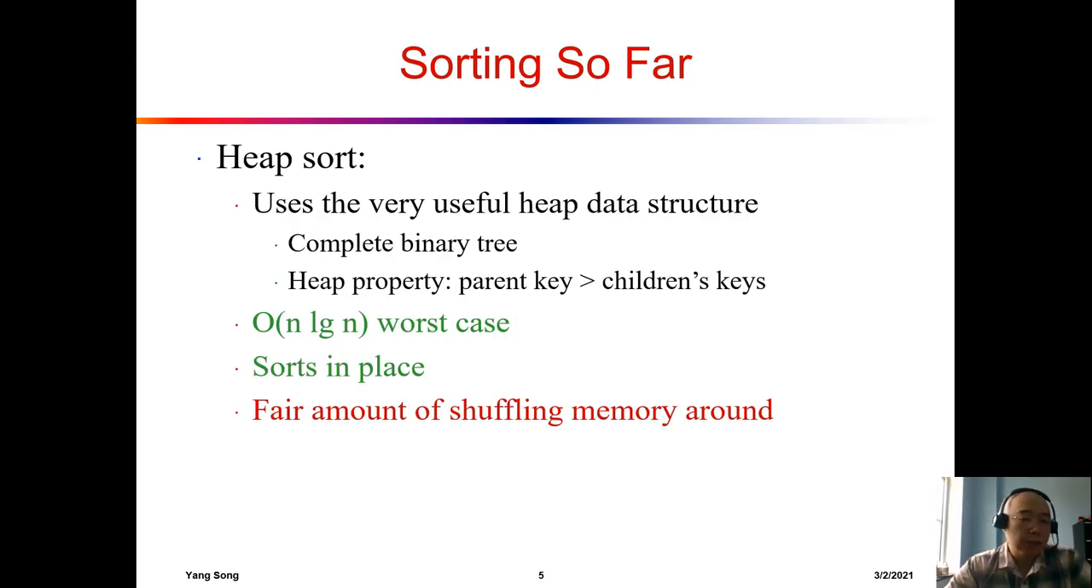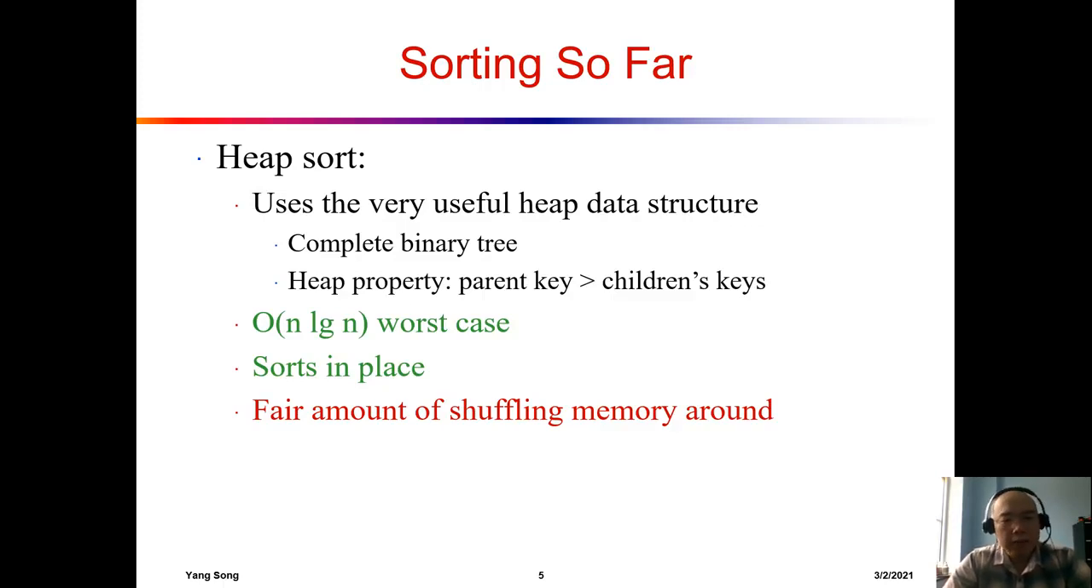Okay, and then we talk about the heap sort. For the heap sort, we are making use of a data structure called a heap. In our lectures, we talk about the max heap. That is, a parent has to be greater than or equal to both of its children. This rule is enforced in all the parent-children pairs, and then we have a heap. For the heap sort, again we have an O(n log n) worst case, and it also sorts in place. So it seems that heap sort is good, but it still has a fairly high amount of shuffling. So it's not perfect.